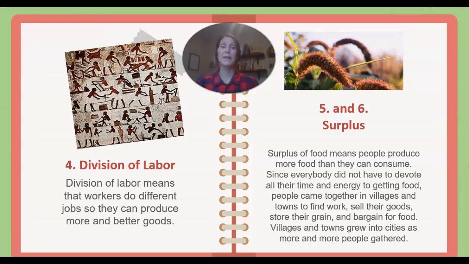So that surplus meant there was an extra. They didn't have to go searching. They didn't have to be hunters and gatherers anymore. They were allowed to stay put in one space. And again, if you need to pause the video for more time to fill in your reading guide, please make sure to do that.